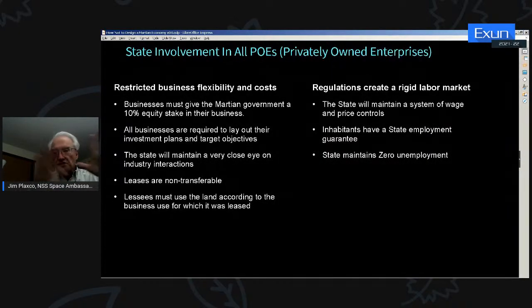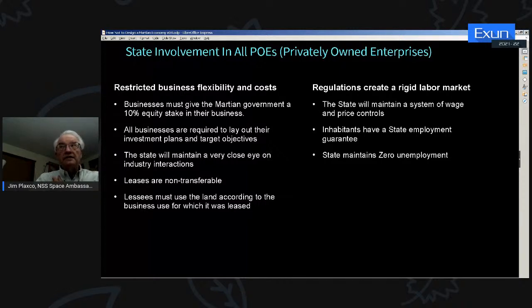But it's just not the question of the state-owned enterprises. The Martian government would also be very actively involved in private enterprises, with every business having to turn over an equity stake to the Martian government, and the Martian government having to review the business plan and investment plans and give their approval for those plans.